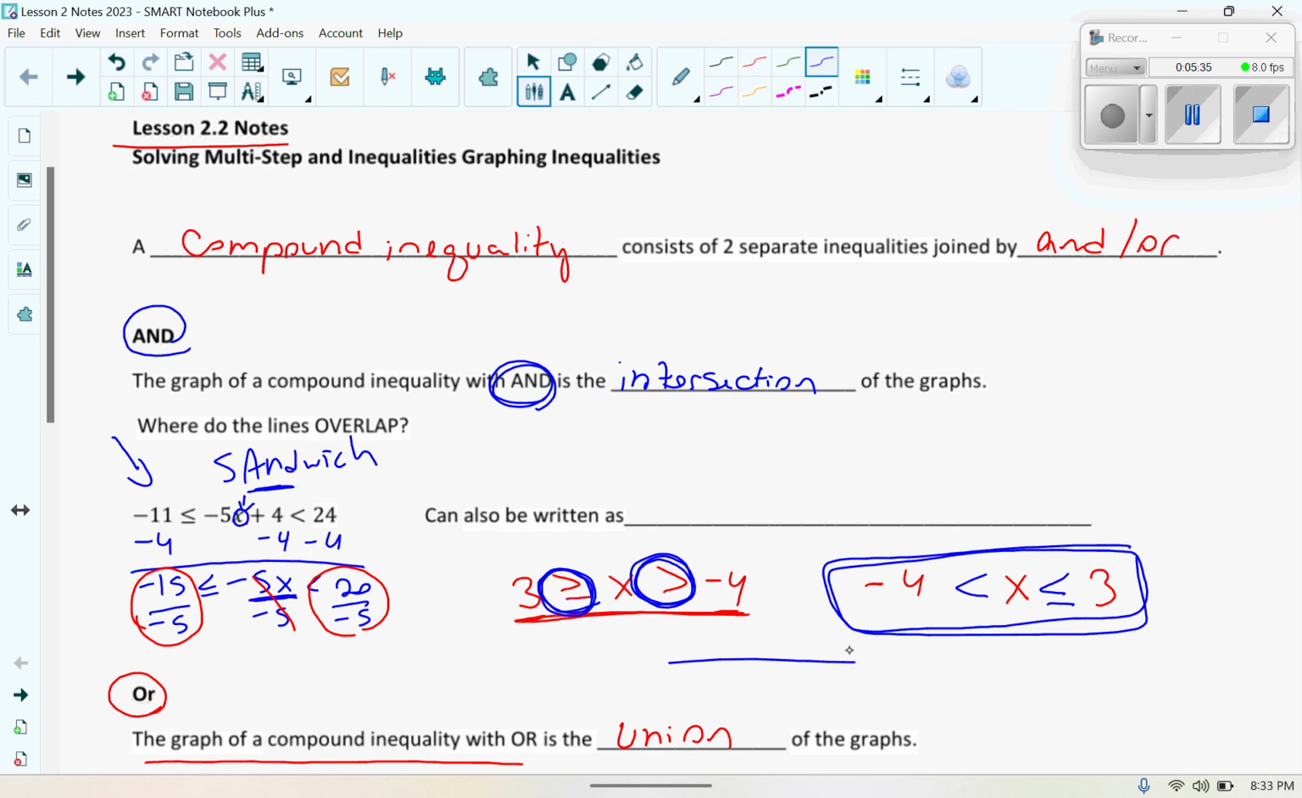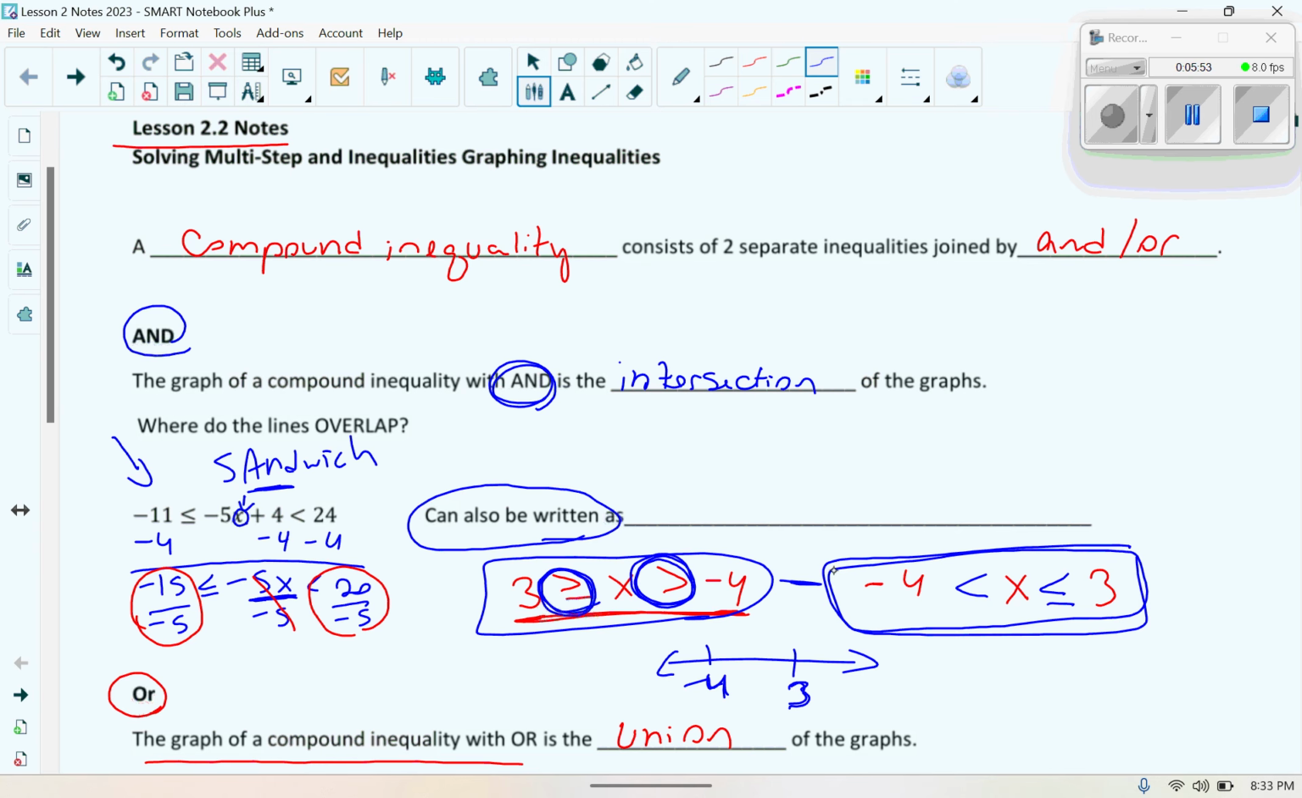And so when I go to graph it, that's easier to set up because I have the smallest number on the left and the biggest number on the right. Okay, this can also be written as an and. There are two different inequalities going on, and whichever one you want to look at, either here or here, it doesn't matter.